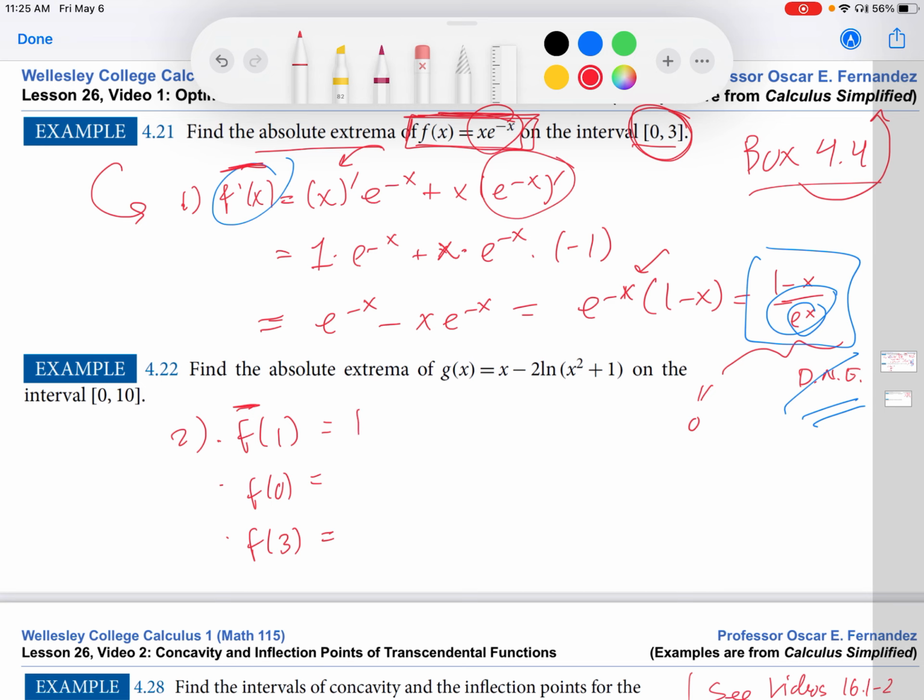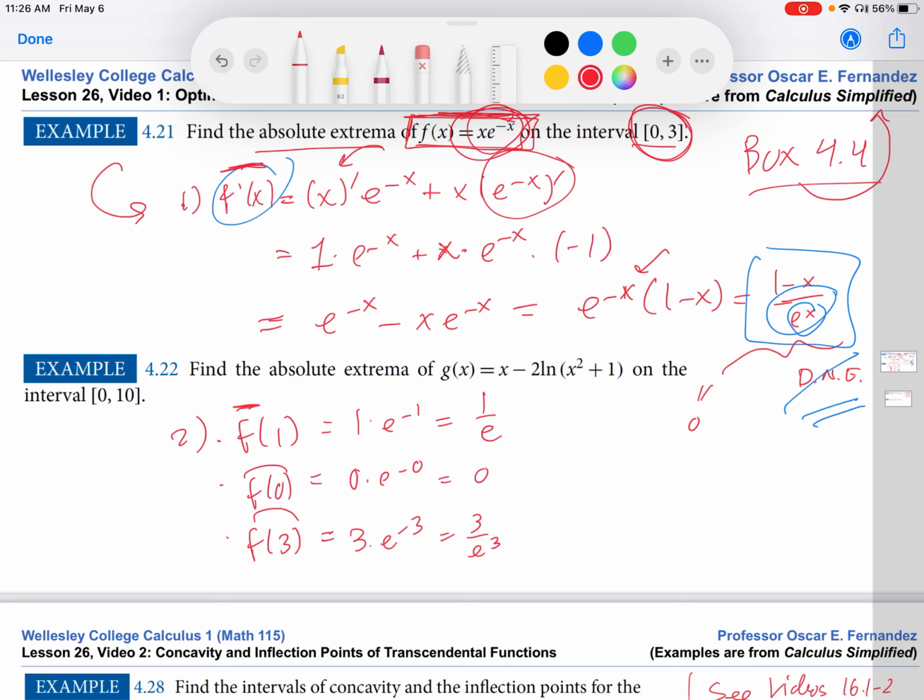So f of 1 is 1 times e to the minus 1. That's 1 over e. F of 0, so I put in a 0 over here. I just get 0 times e to the minus 0, so that's 0. And then f of 3, I get 3 times e to the minus 3, so 3 over e cubed. All right, and then I'm just left to figure out which one of these is the absolute maximum and the absolute minimum.